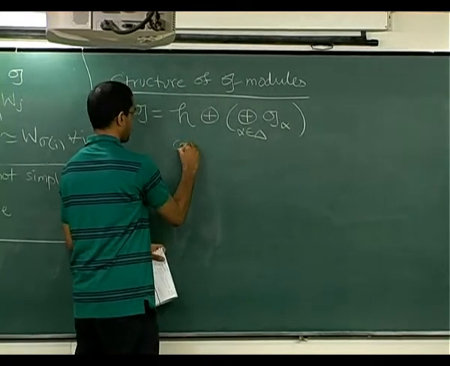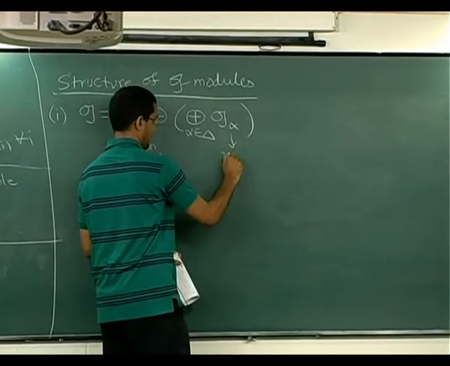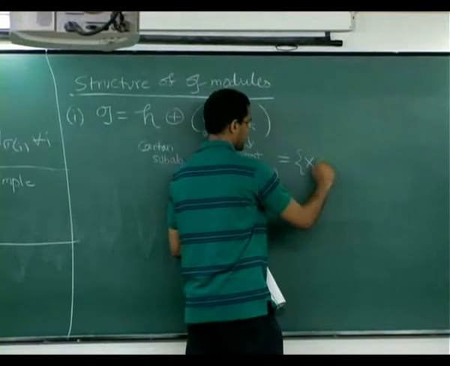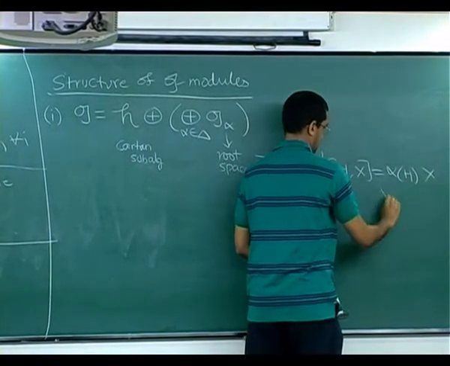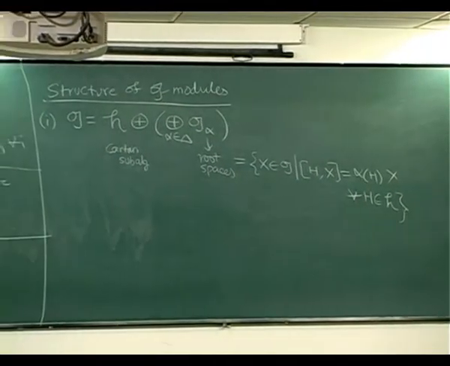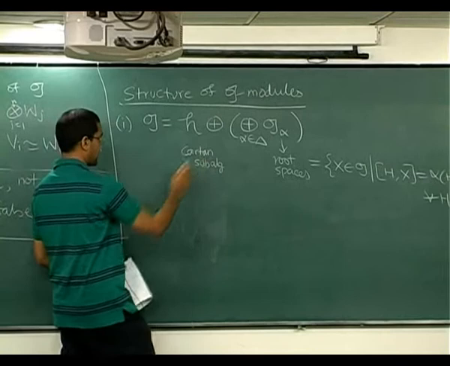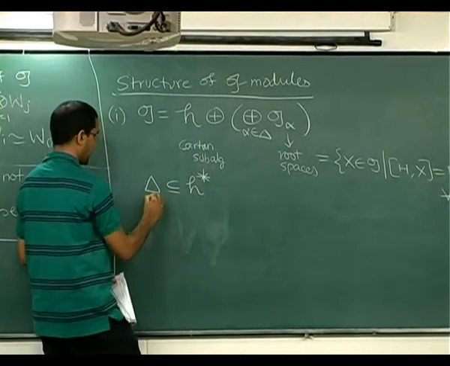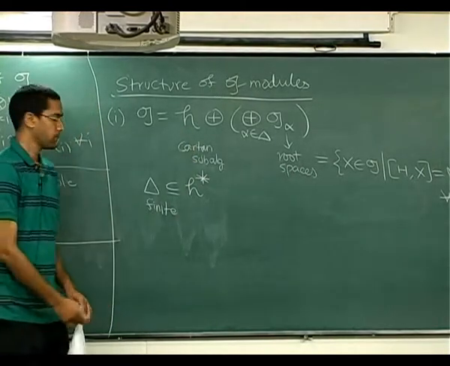Where H is called the Cartan subalgebra, and these G alphas are the root spaces. So G alpha itself, for example, is the set of all vectors whose commutator with elements of the Cartan subalgebra gives you the eigenvalue alpha. It's the eigenspace for the eigenvalue alpha, and the set delta is called the set of roots. It's a finite subset of H star, the dual of the Cartan subalgebra.